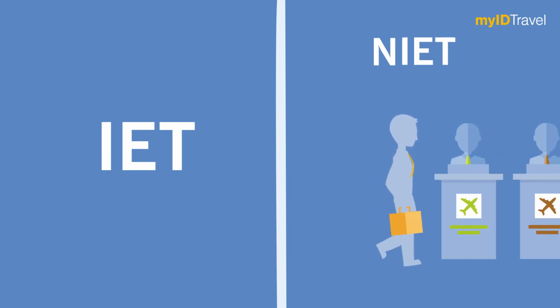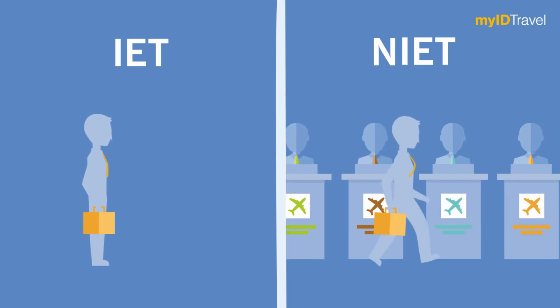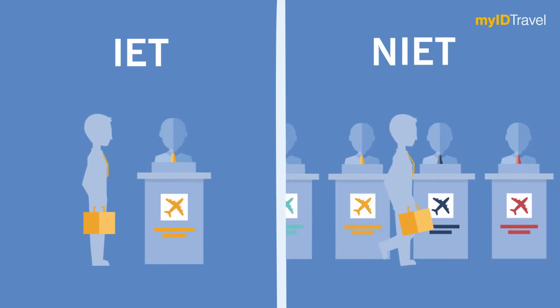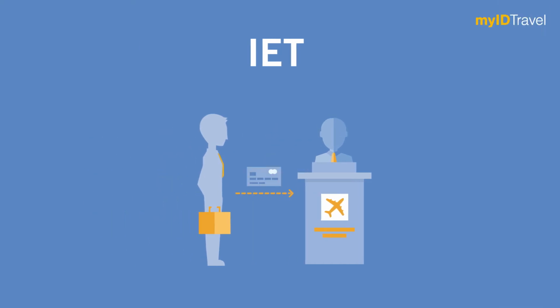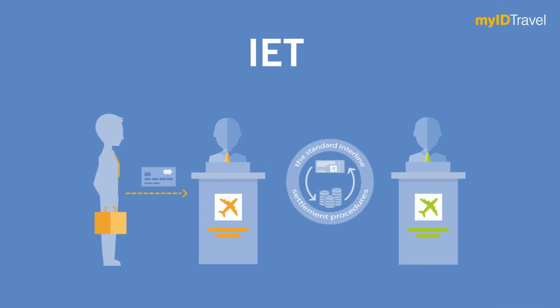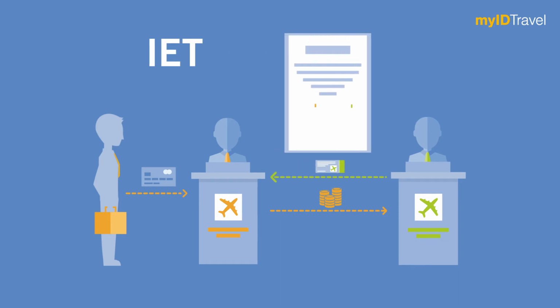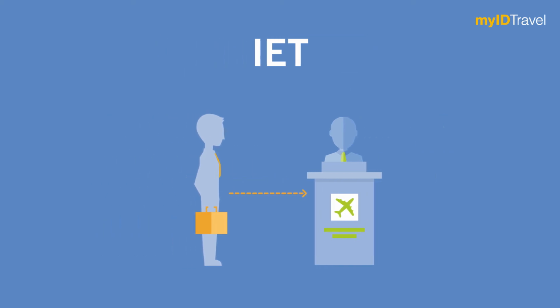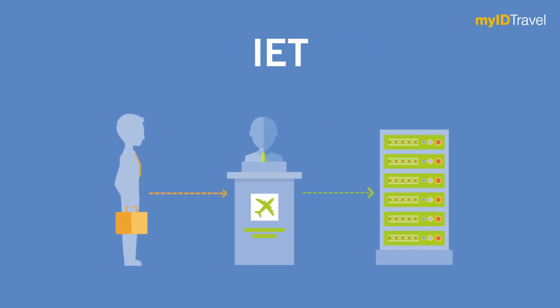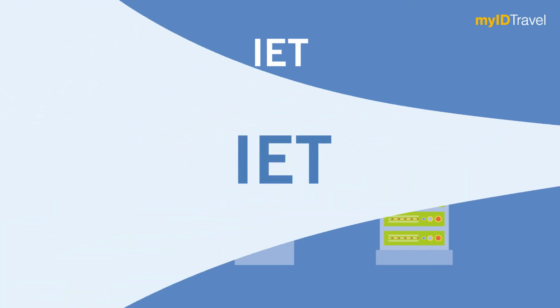Unlike NIET, the ticket is issued in the ticketing system of the employing airline. Settlement of that ticket is made using the standard interline settlement procedures in place for commercial ticket settlement, and therefore requires that a commercial ticketing agreement exists between the ticketing airline and the transporting airline. A separate transaction is required to create a flight listing in the transporting airline's reservation system, and to associate the ticket to the itinerary. Let's take a closer look at the IET process.